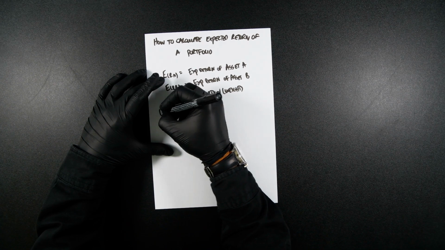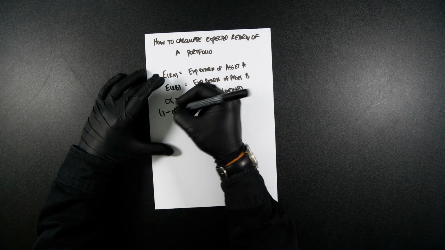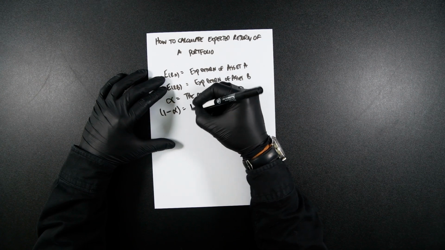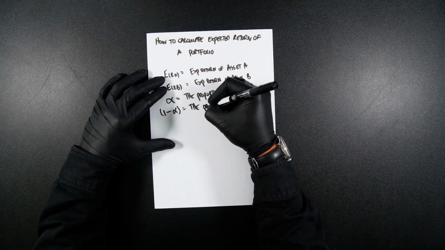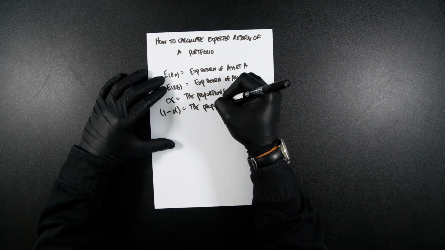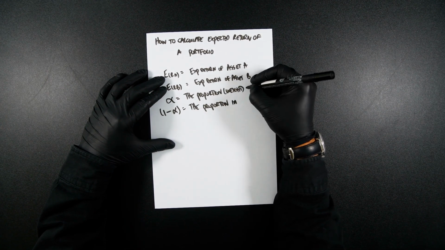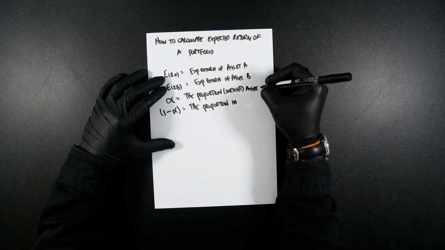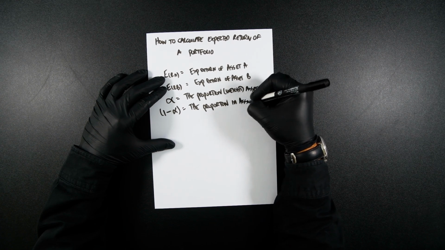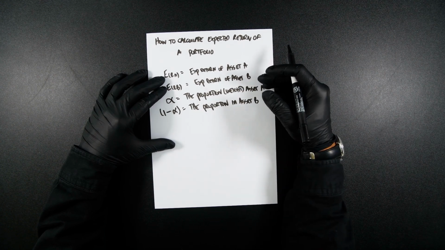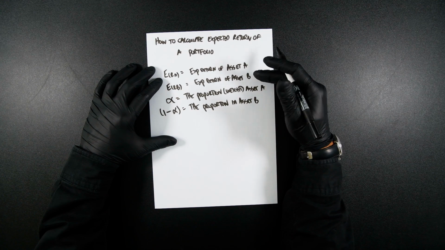And then obviously 1 minus this, I'm going to call this one reverse fish, is going to be the proportion invested in asset B. Generally, this is called weight. So whatever is weighted on A and weighted on B.